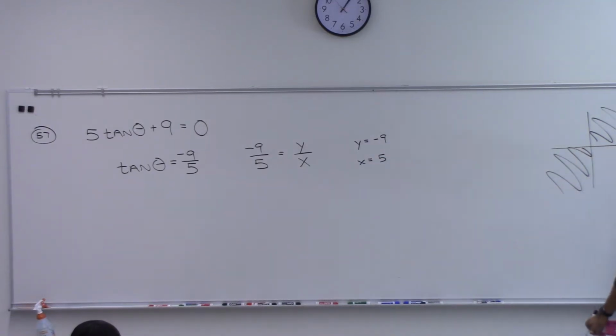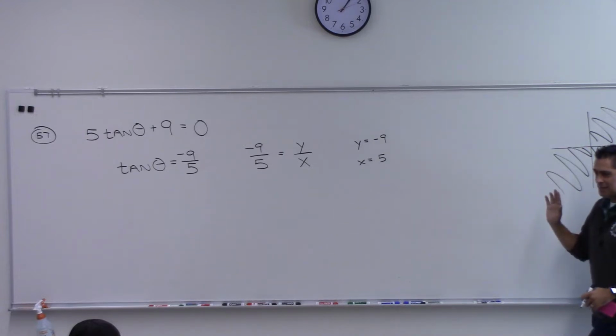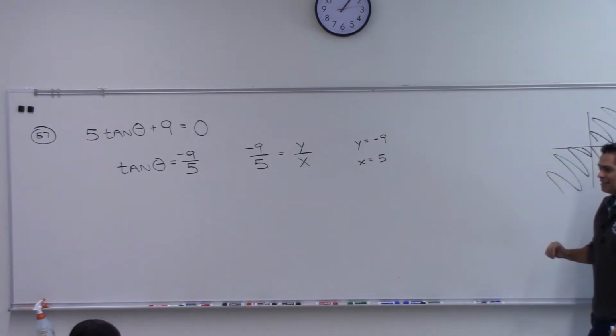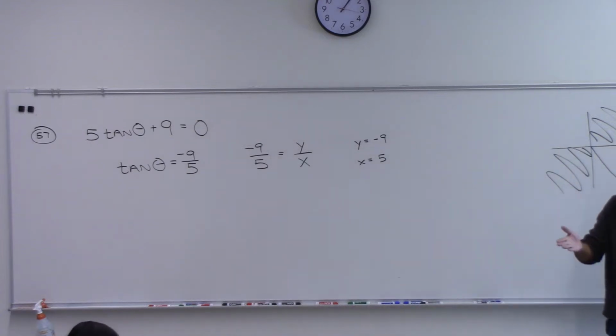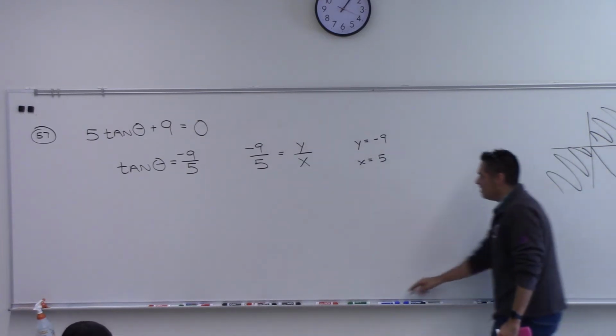And where would I be in this case? I'd be down here somewhere, right? So x is 5, y is negative 9. I'd be like this. Right? So we're talking about that angle right there. Yes? Yeah? Yes? I can't tell if you're saying yes. Are you saying yes? Okay, all right.